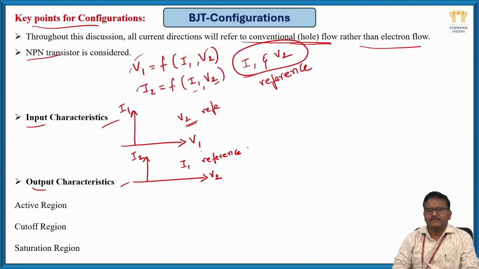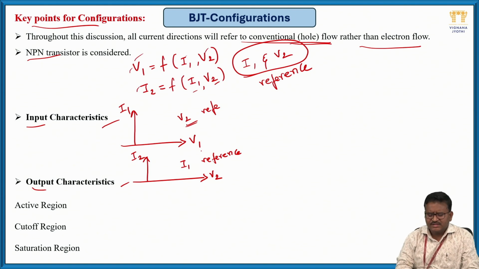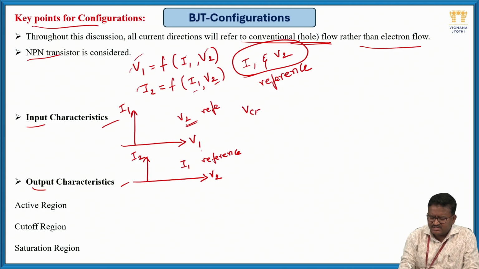This is how we can determine and explain the configurations in terms of input characteristics and output characteristics, and along with that some other things are required. When you are explaining input characteristics, you should consider a general transistor equation, that is VCE equals VCB plus VBE.